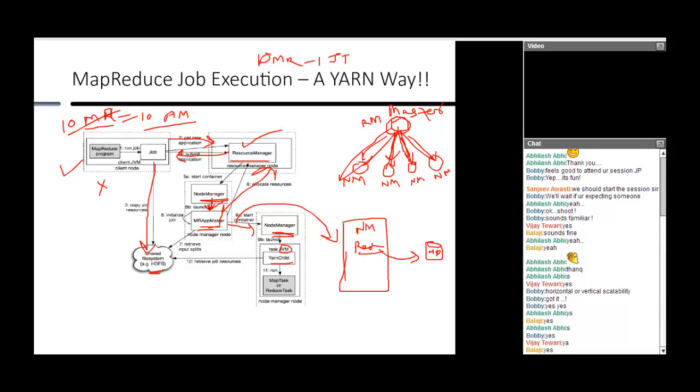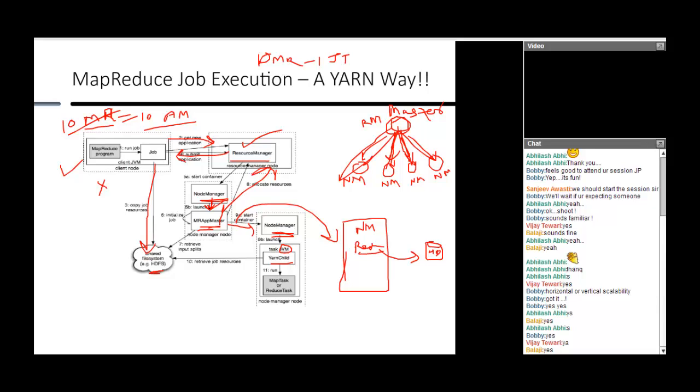And after that, it will return the acknowledgement back to the resource manager, and the resource manager will tell the final output to the client, whether your job is successful or not. So this is how the entire MapReduce program gets executed in a YARN architecture.